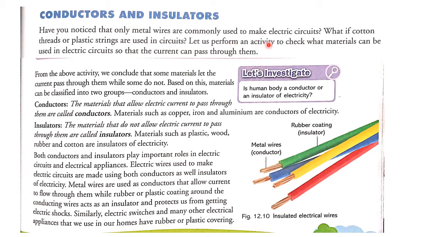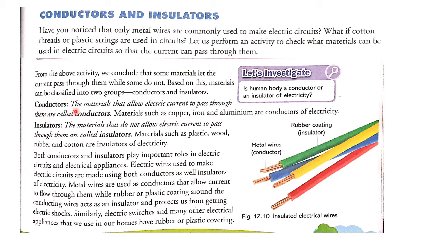Let us perform an activity to check what material can be used in electric circuits so that the current can pass through them. So children, we have seen that to connect the electric circuits, only metal wires are used. Cotton threads and plastic are not used. Why? Because cotton threads and plastic are insulators of electricity and metal wires are conductors of electricity. Based on this, materials can be classified into two groups, conductors and insulators.